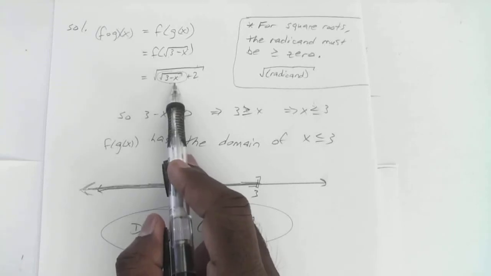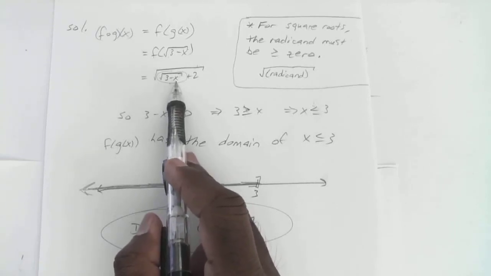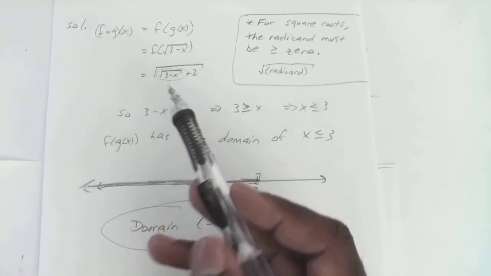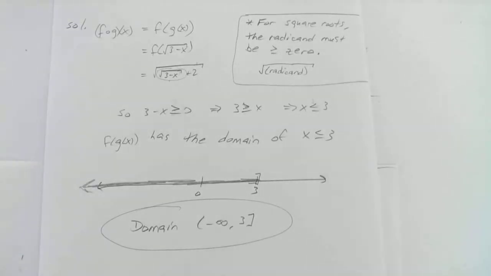Remember, anything bigger than 3 is automatically going to be a complex number, because now you're dealing with negative square roots. Okay, any other questions on this one? All right.